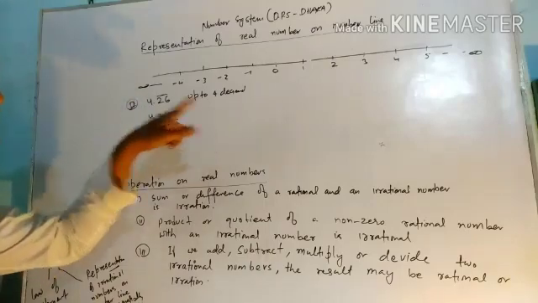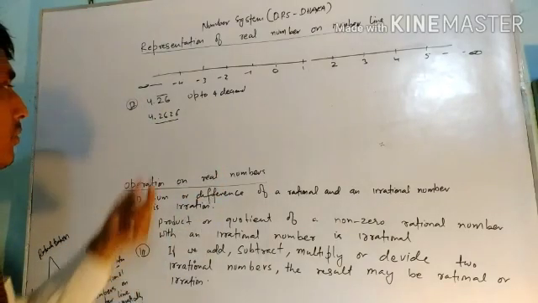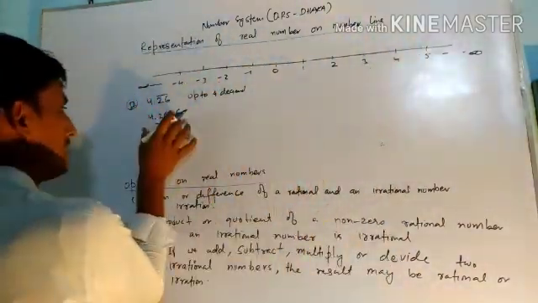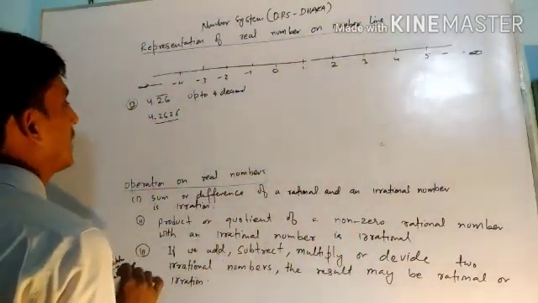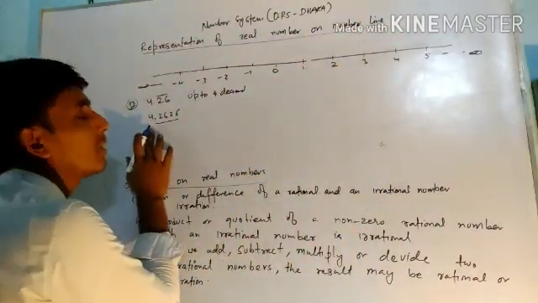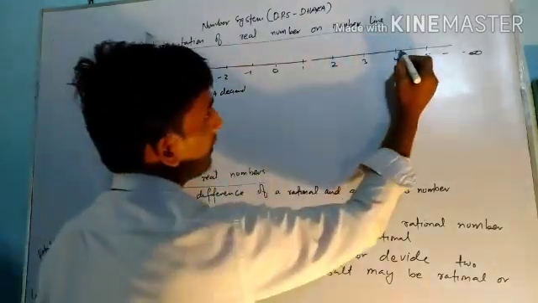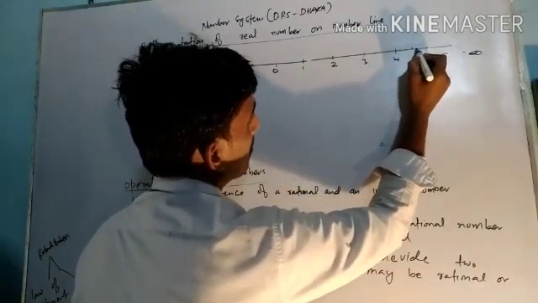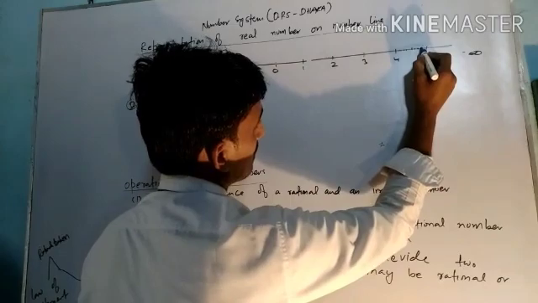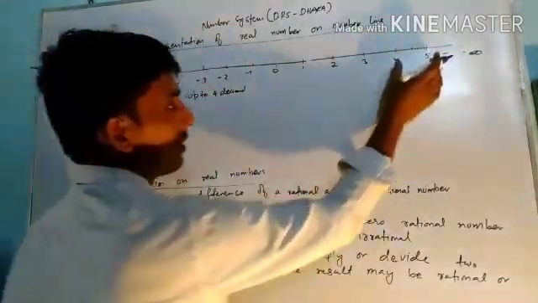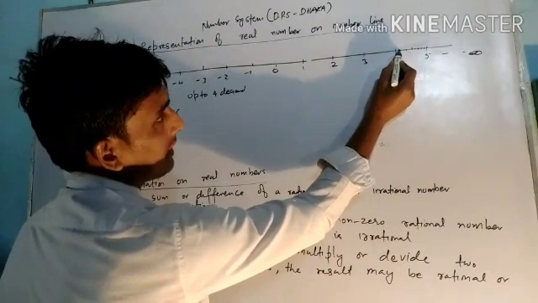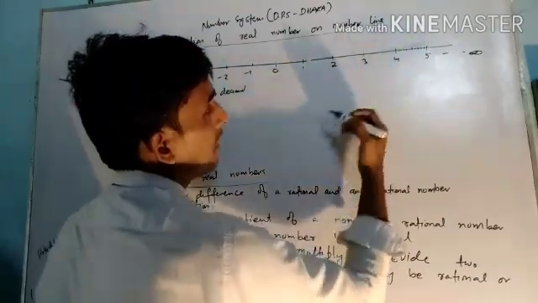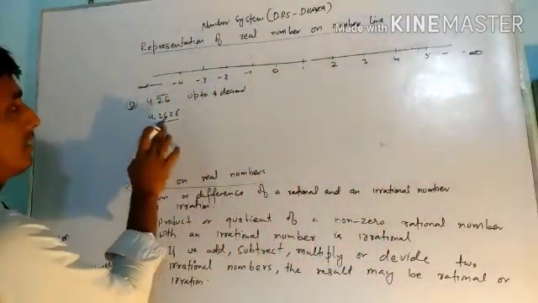To represent 4.2626 on the number line, we will magnify the gap between 4 and 5 and locate this number. This number is more than 4 and less than 5. So if we divide the gap between 4 and 5 into 10 equal parts, we get 4.1, 4.2, 4.3, 4.4, 4.5, 4.6 and so on up to 5.